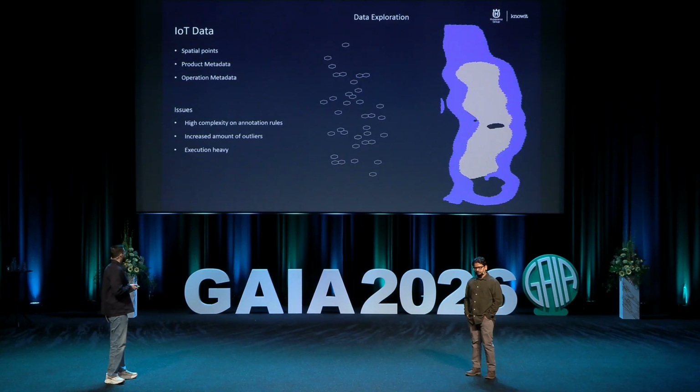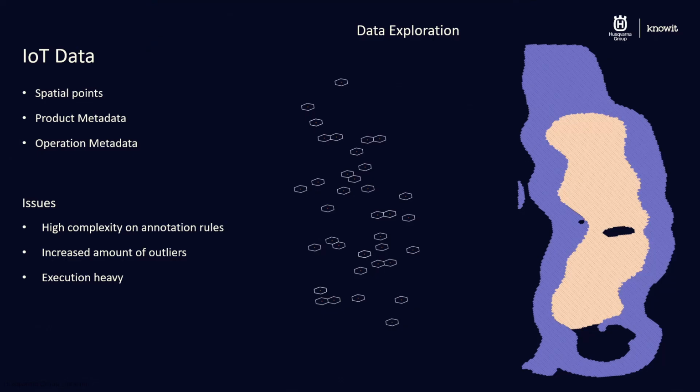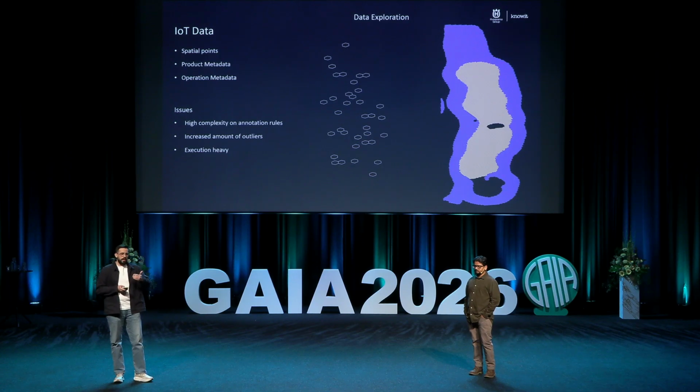Now, using this data, we had different challenges. First of all, we have high complexity in our annotation rules. Not all golf courses are mowed the same way. That makes it hard to build one solution that covers everything. Because of that, and the fact that we're using points, we ended up with a lot of outliers that we have to take care of in our data post-processing pipelines. Finally, we want to annotate as many pixels as possible, meaning that we have to collect as many points as possible. So our pipelines have to go through a lot of mowing cycles to cover that, making them execution heavy.